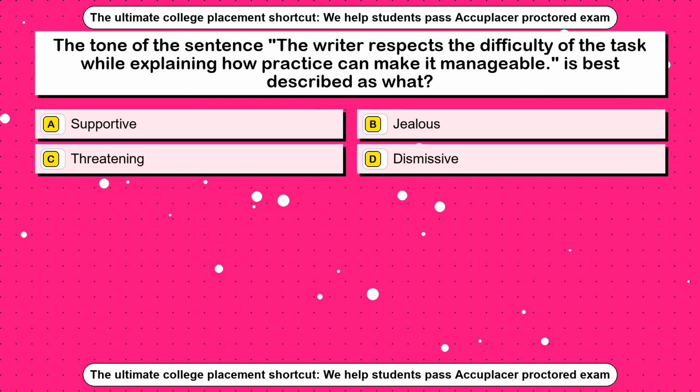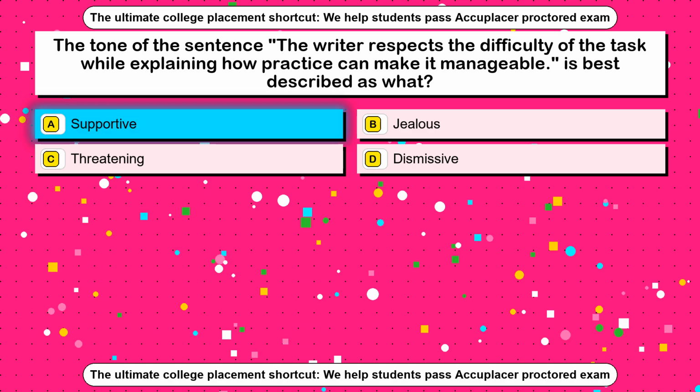Question 70. The tone of the sentence, the writer respects the difficulty of the task while explaining how practice can make it manageable, is best described as what? Option A, supportive. Option B, jealous. Option C, threatening. Option D, dismissive.